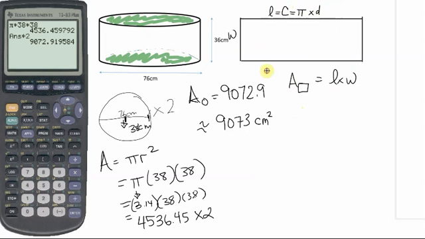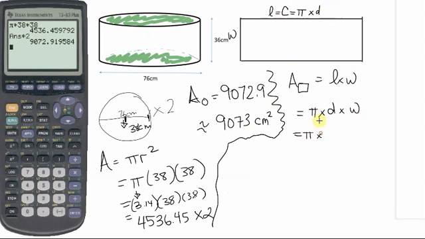So if I was to figure out the area of the side of this rectangle, it's going to be length times width. Now the length is the circumference of this circle, which is pi times diameter. So pi times diameter times the width. The diameter of the circle was already provided as 76, and the width being 36. Again, these two dimensions are centimeters times centimeters. That's how we're going to get our square unit from those two numbers.